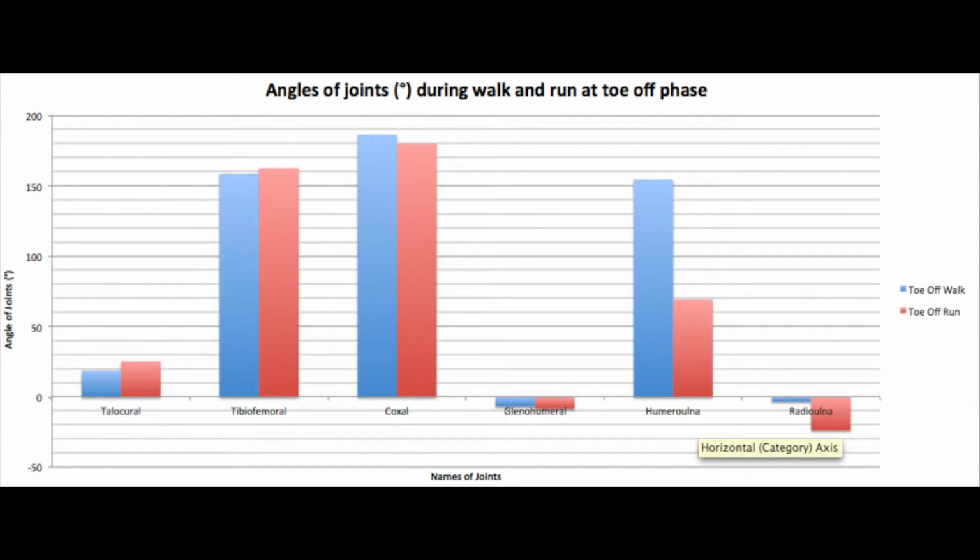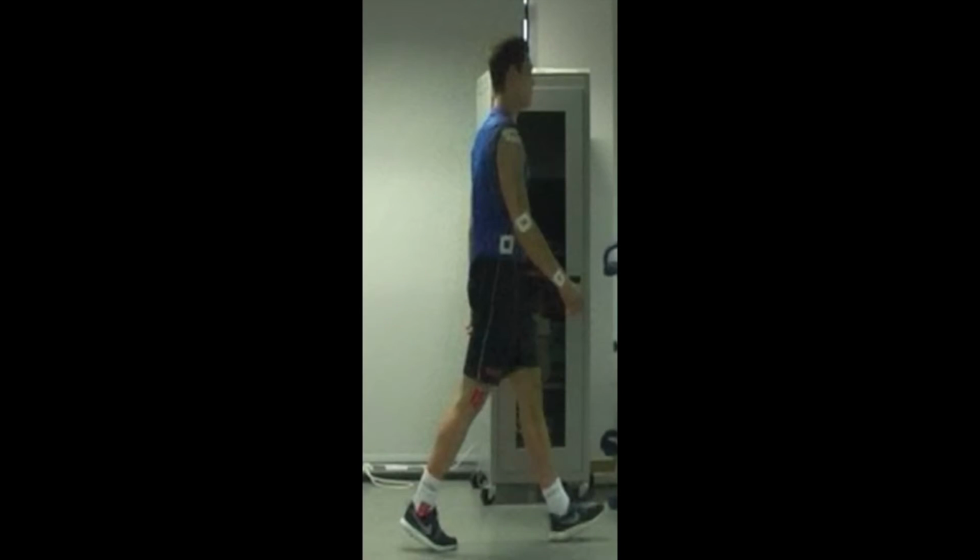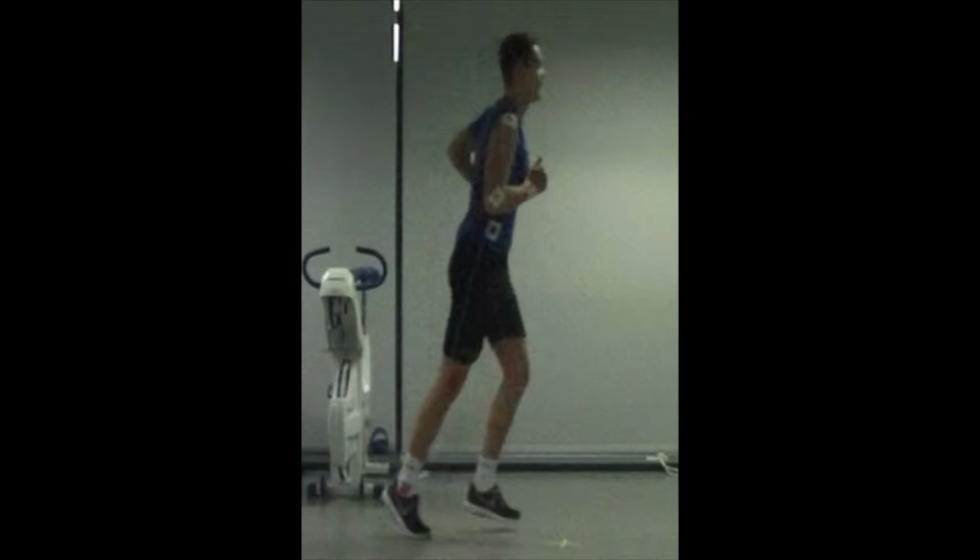In the arm joint, there is a smaller angle whilst running than there is walking at the toe-off phase. Due to an increase of flexion in the action of running, the angles are decreased. Toe-off stage of gait begins as the toe leaves the ground. It represents the start of the swing phase.